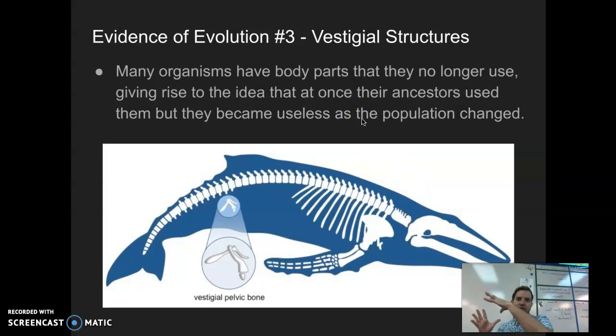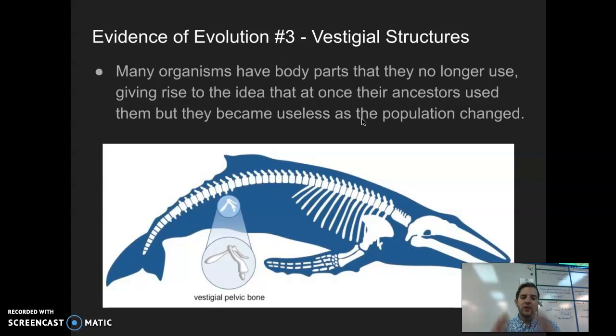So we had organisms that left the ocean and moved on land, and then organisms that moved back into the ocean, and our current whales are a result of that evolutionary pathway. They used to have back legs, but nowadays they don't need those back legs. They're really just a hindrance in the water.